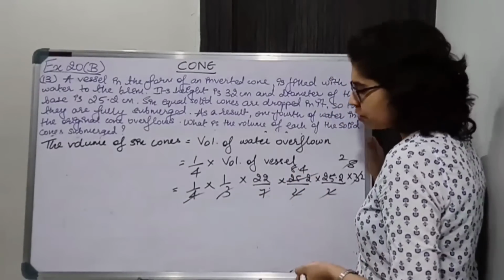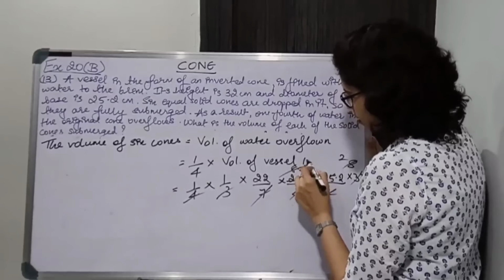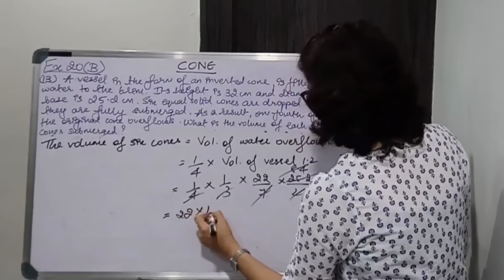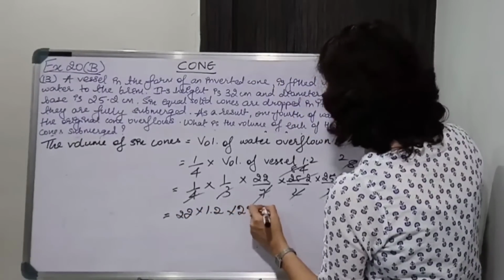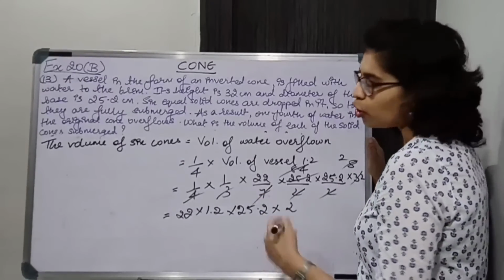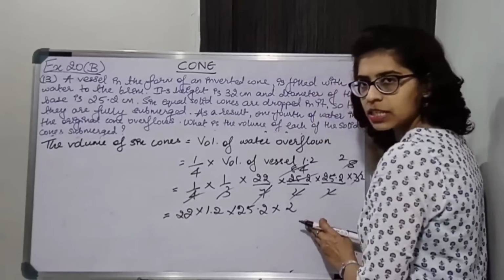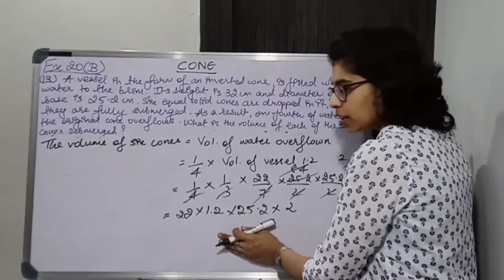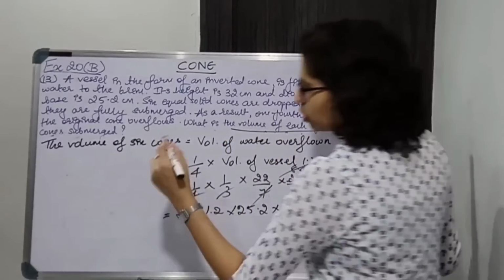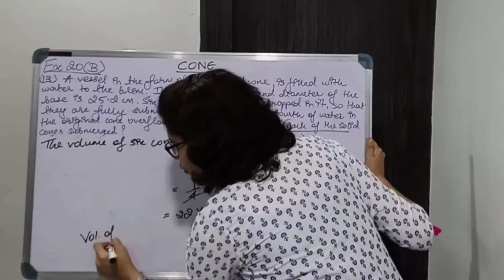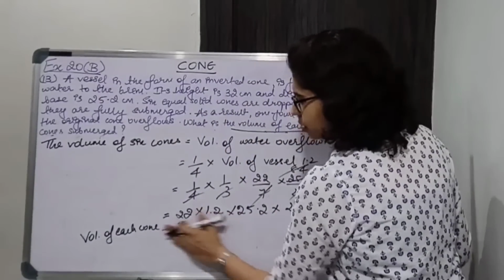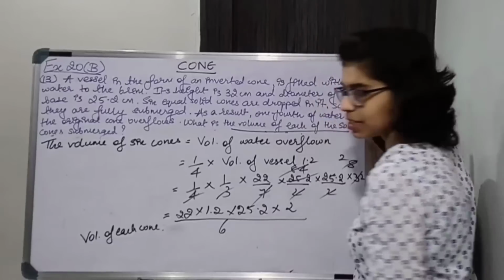7 and 8.4: 7 12s are 84, so it becomes 1.2. So this is 22 into 1.2 into 25.2 into 2. Now this is the volume of 6 cones. Don't multiply this, keep this as it is. Now we'll divide it by 6 because we want the volume of each cone. Find the volume of each solid cone submerged. So the volume of each cone is this whole thing divided by 6. I'm not writing it again, I'm dividing directly by 6.